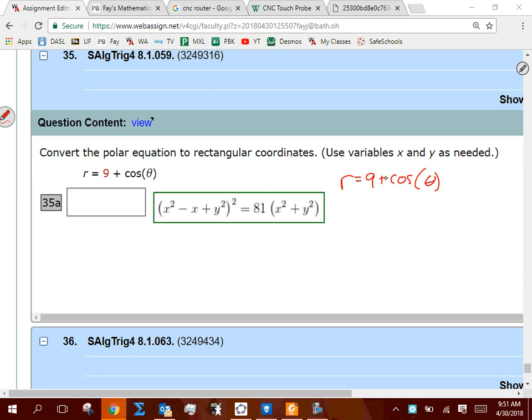Well, again, we want to use our substitutions. So I want to generate an r squared. So I'll multiply both sides by r. So when I do that, I do have r squared, which is x squared plus y squared. I now have 9r. Well, r, we know to be this, right? And those parentheses aren't wrong, but maybe they're not necessary. And now what's r cosine theta?